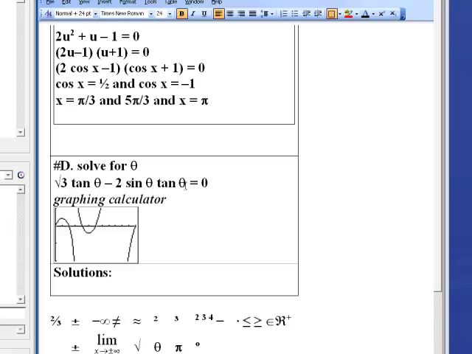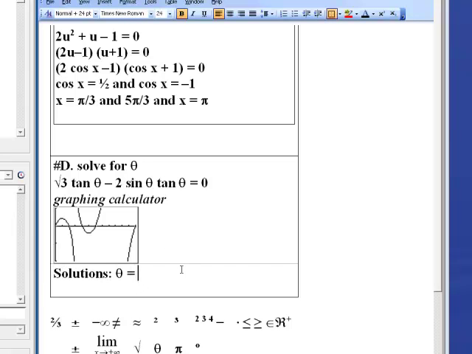So I'm going to write theta equals 0, 60 degrees, 120, 180 degrees, and 360 degrees. Now I'm going to add these degree symbols there.